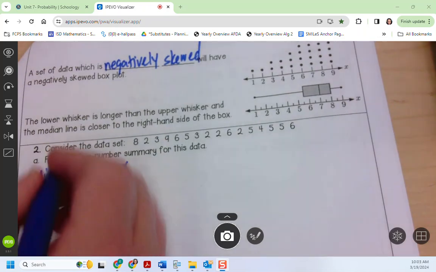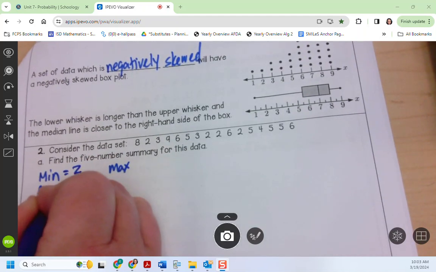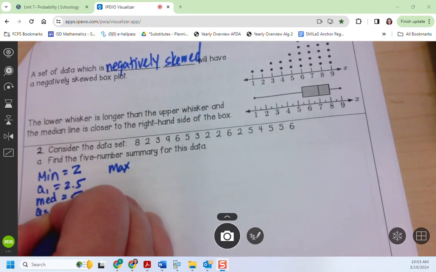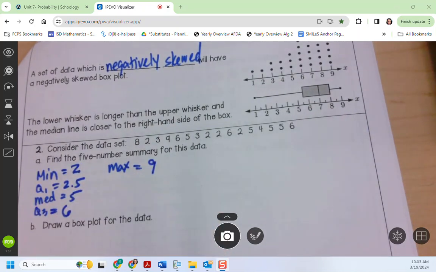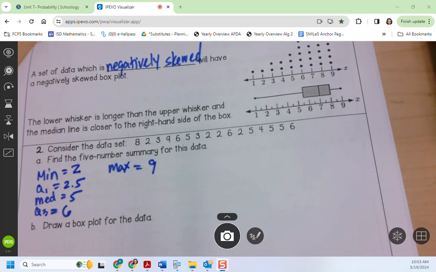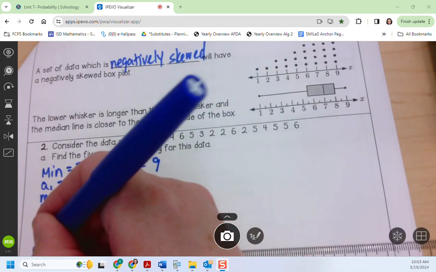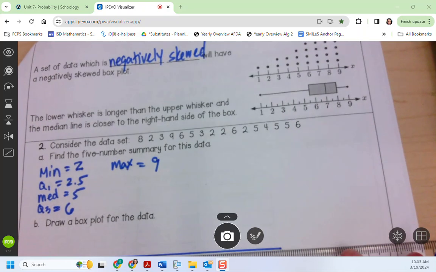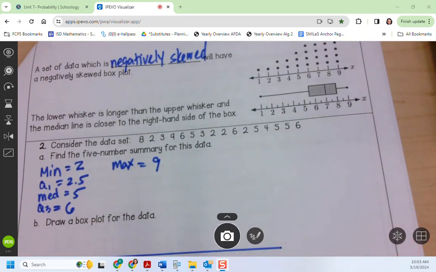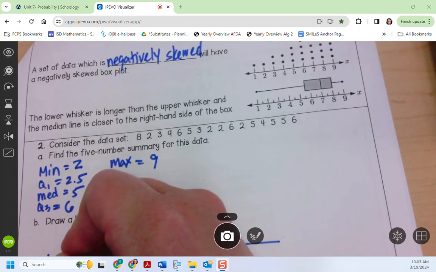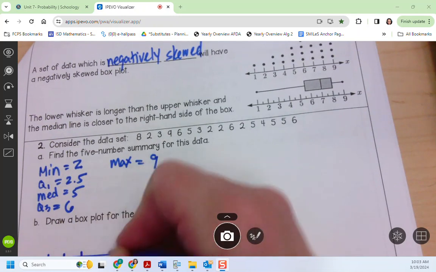So I got the minimum is 2. First quartile is 2.5. Median is 5. Third quartile is 6. And maximum is 9. Does that match what you got? Okay. All right, so to draw this, we need a number line. Your number line should be somewhat evenly spaced. I mean, we're not perfect, but we can try to be perfect. So we're gonna need numbers at least between 2 and 9. I'm gonna start at 0. So I got 0, and just try to go evenly spaced, adding up to at least 9.